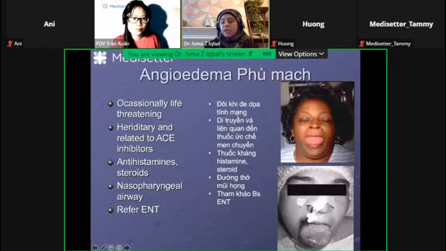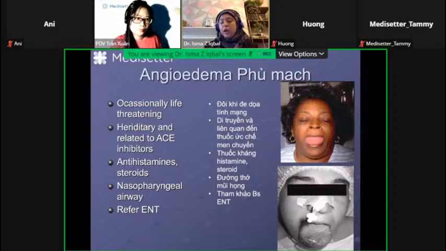So these are two examples of angioedema. So where a patient has reacted to either something that they've eaten or drank, or some patients present with hereditary angioedema where they develop this reaction genetically, and those patients don't always have an exact diagnosis.